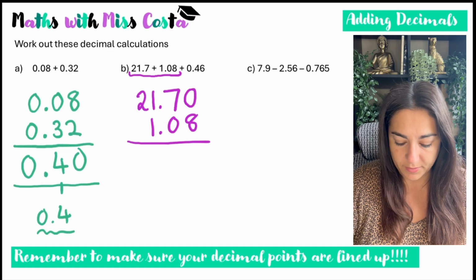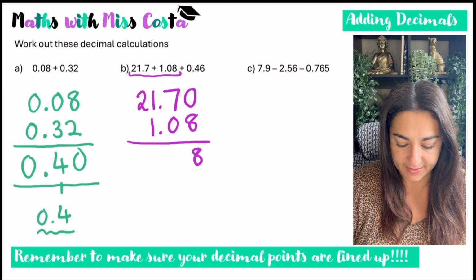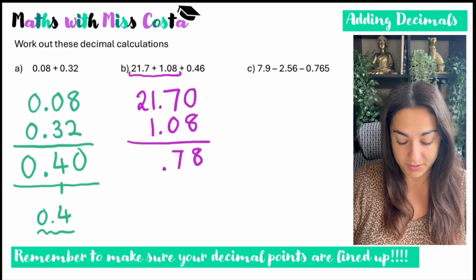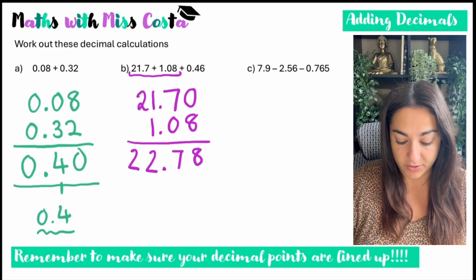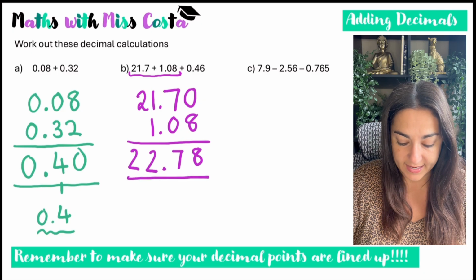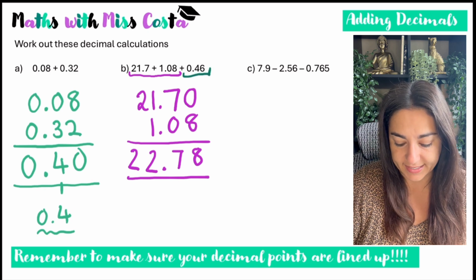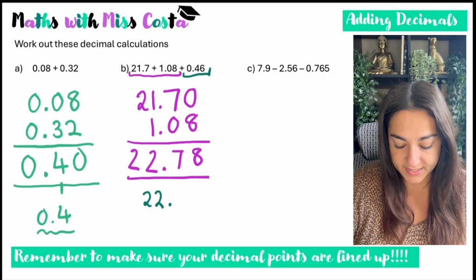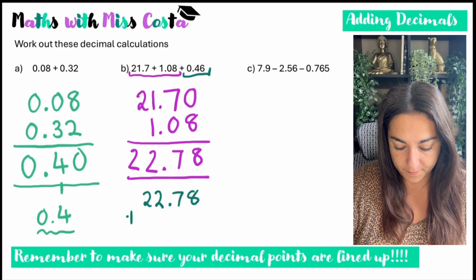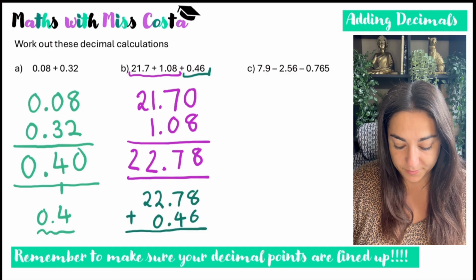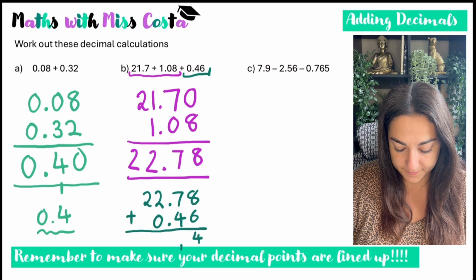So 21.70 plus 1.08, 0 plus 8 is 8, 7 plus 0 is 7, 1 plus, put the decimal point in, 1 plus 1 is 2, and that would be 22.78. I then do the next part of the calculation. I'm going to add 0.46. So 22.78 plus 0.46. 8 plus 6 gives you 14.